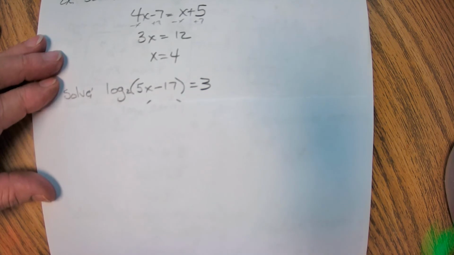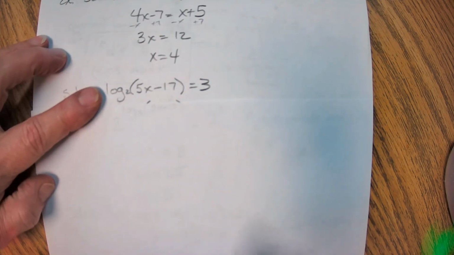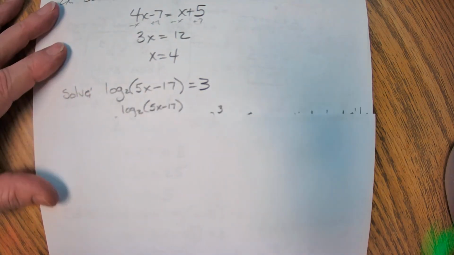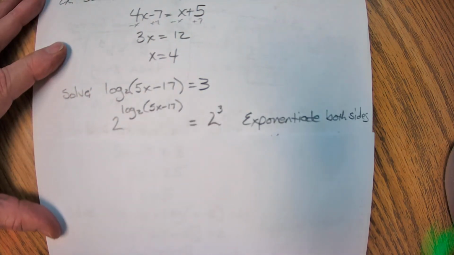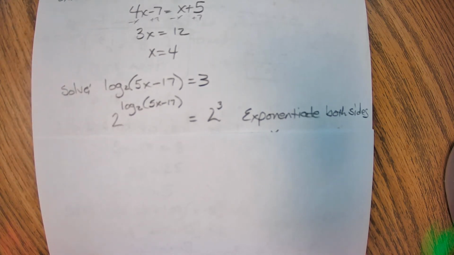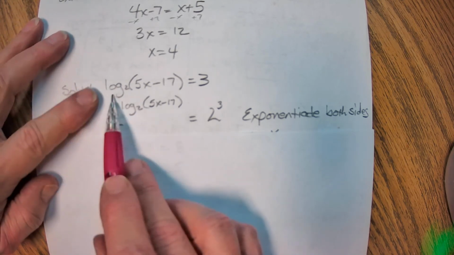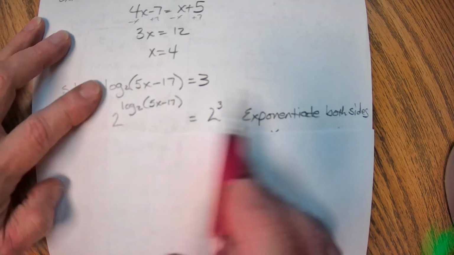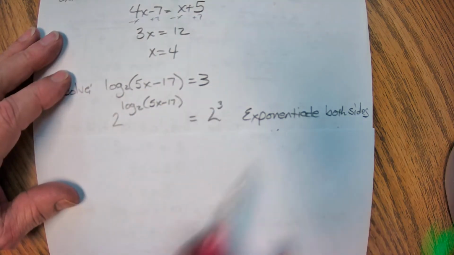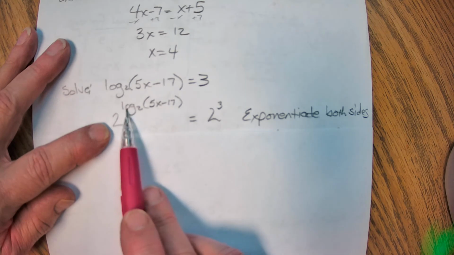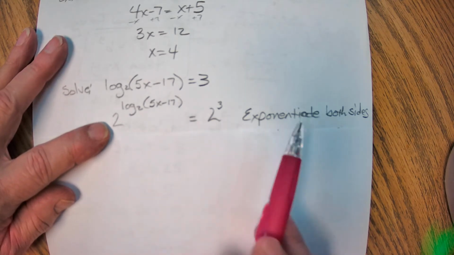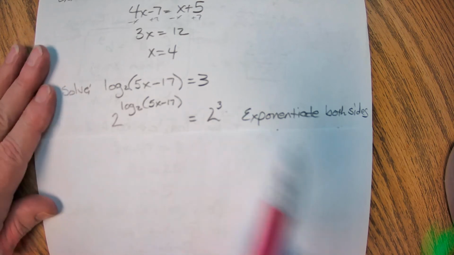All right, here's another example. Solve log base 2 of 5x minus 17 equals 3. We're going to exponentiate both sides. Remember, we did this in class the other day. So I can take 2 and raise it to this whole thing. But then on the right-hand side, I have to take 2 and raise it to this. And that's called exponentiating both sides. So 2 raised to the log base 2 of the quantity 5x minus 17 equals 2 raised to the third power.